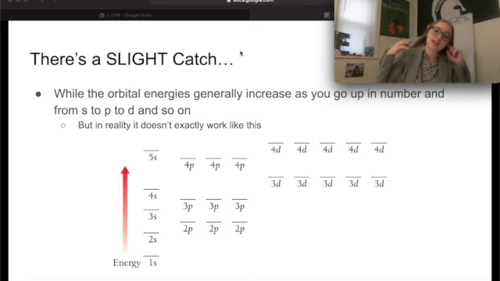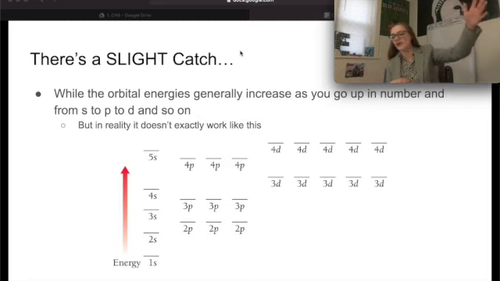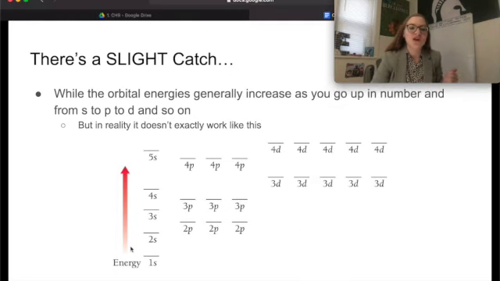But in reality, it doesn't work exactly where you go 1s, 2s, 2p, 3s, 3p, 4s, and so forth. It gets a little weird. When things increase in energy, we go from 1s up to 2s, up to 2p, up to 3s, up to 3p, up to 4s. Makes sense so far. But wait, what's this one over here?